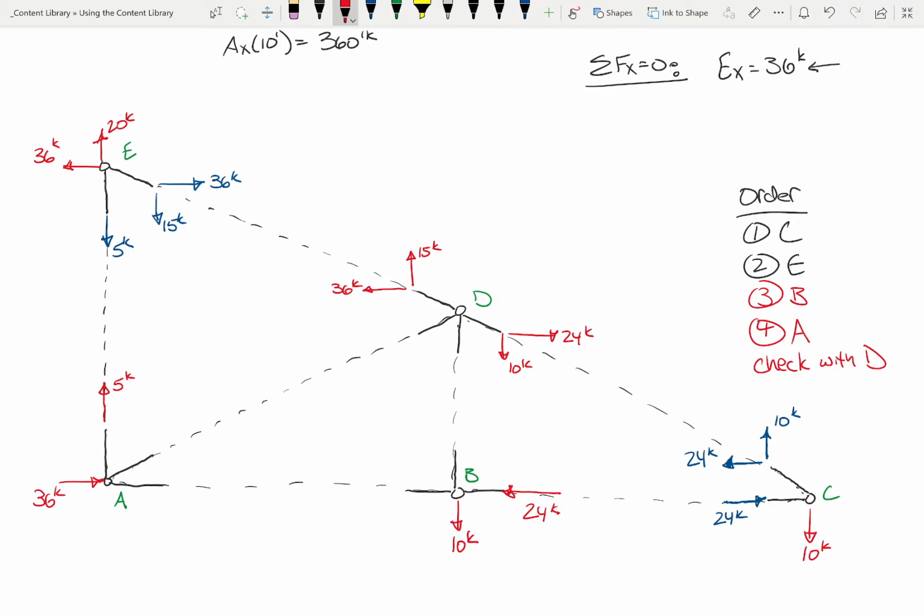Member AE, now hold on, member AE, tension. Because if I have a rubber band and I pull on it, what's the rubber band doing? Pulling back. These are the pullbacks, the pushbacks. Does that make sense? Did this help? Yes. Okay.